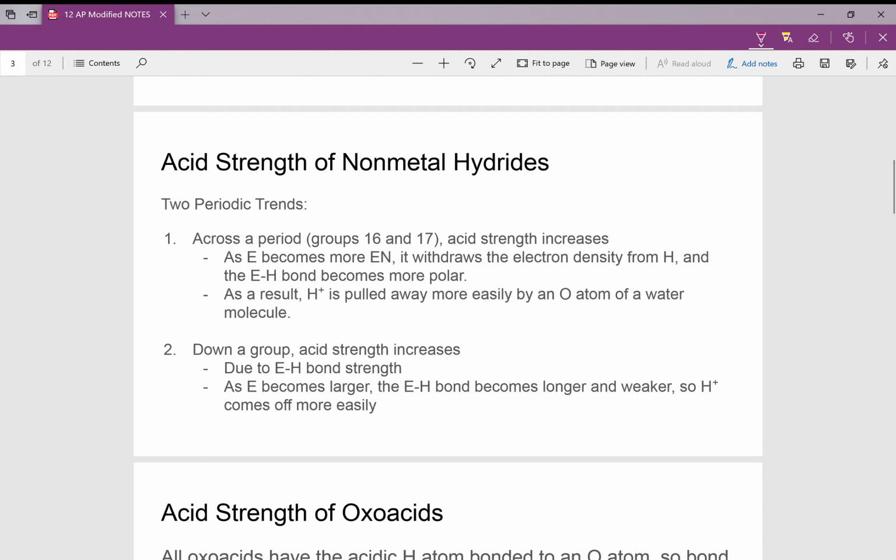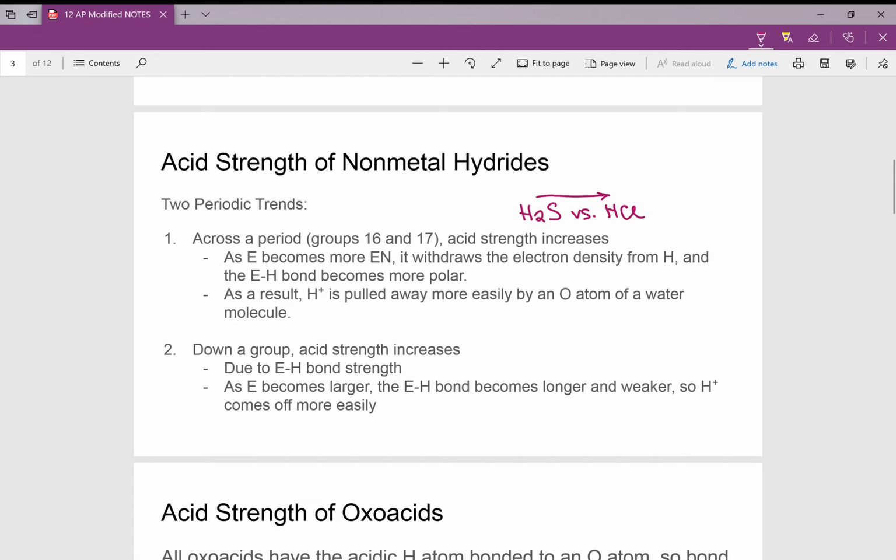Across a period, the acid strength increases. So that would be something like H2S versus HCl. As you go across from sulfur to chlorine, the acid strength would thus increase because of that greater electronegativity, which is going to polarly distort the electrons away from hydrogen, which makes it more polar. And then because of that, the hydrogen ion is going to be more easily pulled away by the water molecule.